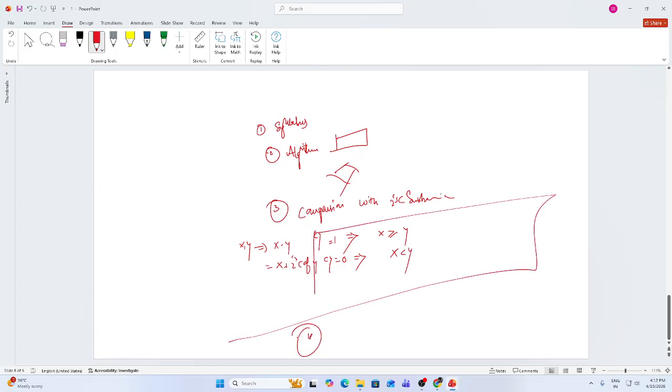Finally, we have seen how to compare the signs of two numbers and tell whether the signs are equal or not equal. This can be done with the help of an XOR gate. If the XOR gate output is 0, signs are equal. If the XOR gate output is 1, signs are not equal. So this is the summary of this lecture.